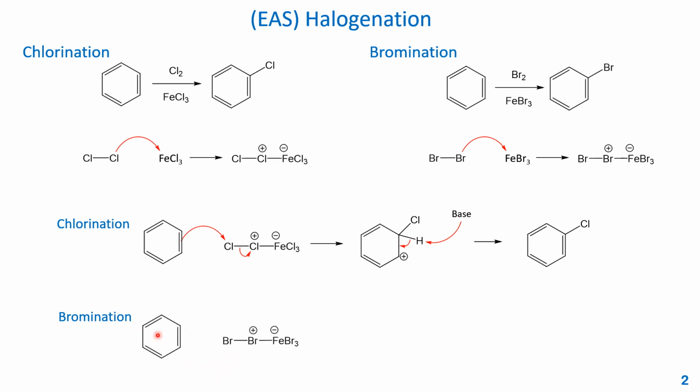So the benzene reacts with this complex. The bromine will be attacked by the pi electrons and break the bromine-bromine bond. And then the intermediate is very similar, except it has bromine, not chlorine. And then the base will deprotonate the proton and push back the electrons to form this bromobenzene. This is the arrow pushing mechanism of chlorination and bromination.